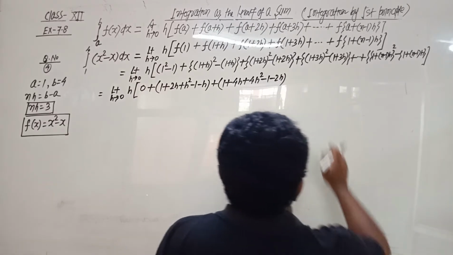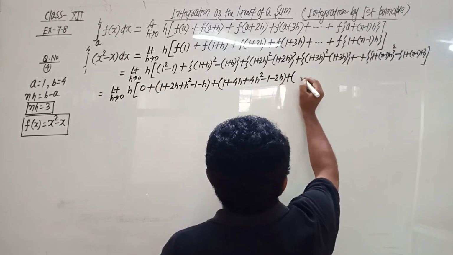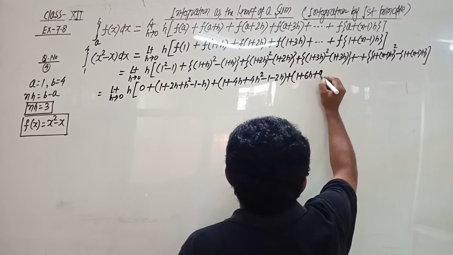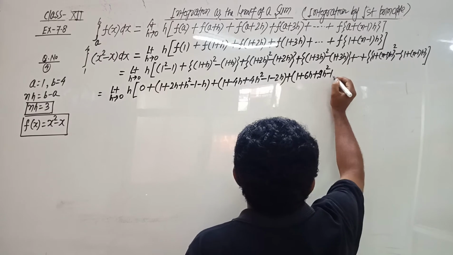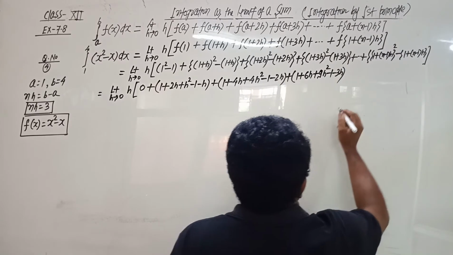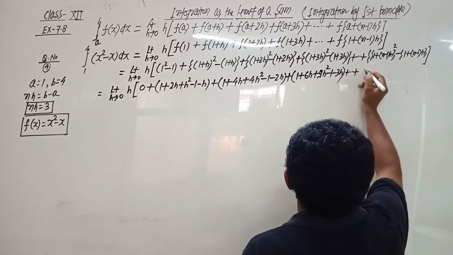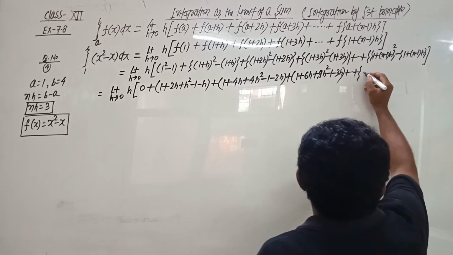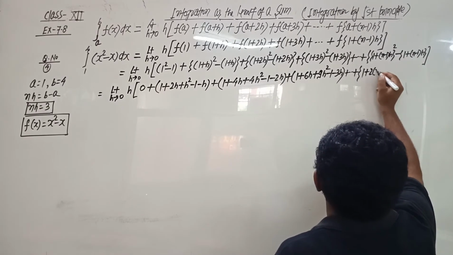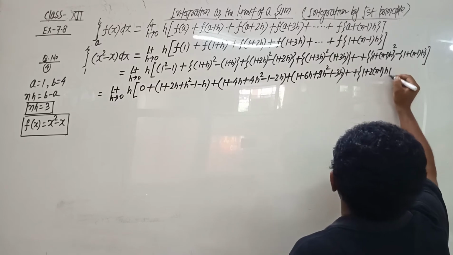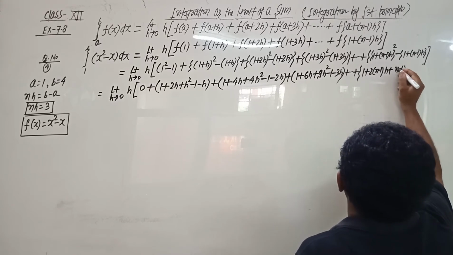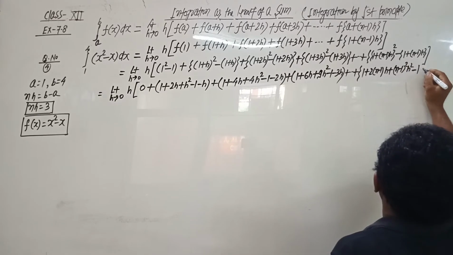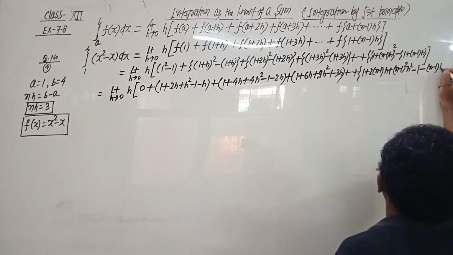Then (1 plus 3h) whole square: 1 plus 2ab means 6h, plus 3h whole square, 9h square, minus 1 minus 3h. Then plus dot dot plus, this would be expanded again on the form (a plus b) whole square: a square plus 2ab, 2 into (n minus 1) into h, plus b square, so (n minus 1) square h square, and minus 1 minus (n minus 1) into h.